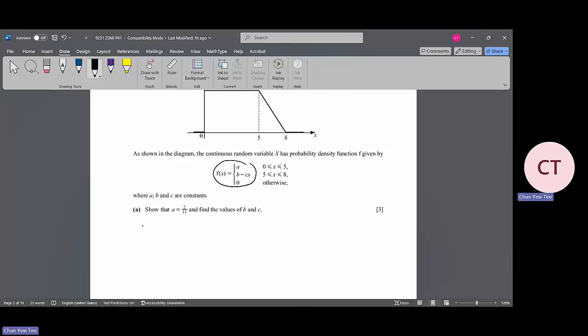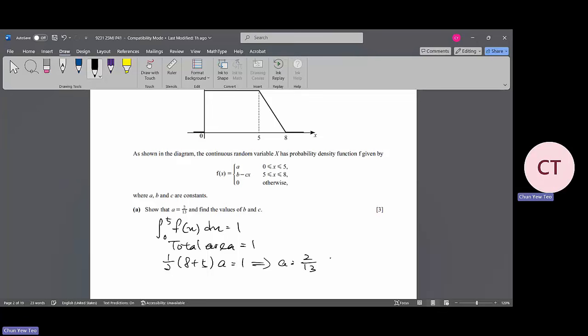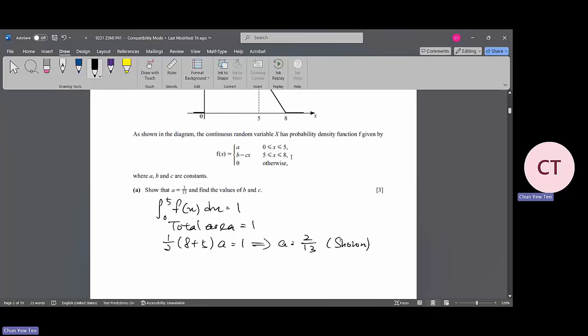First of all, the integral from 0 to 5 of f(x) dx is equal to 1. Or you can say the total area is equal to 1. This is a trapezium, so the area is a half multiplied by (8 plus 5) multiplied by A, which is equal to 1. Therefore, A is 2 over 13, as shown. This is how you show that A is 2 over 13.